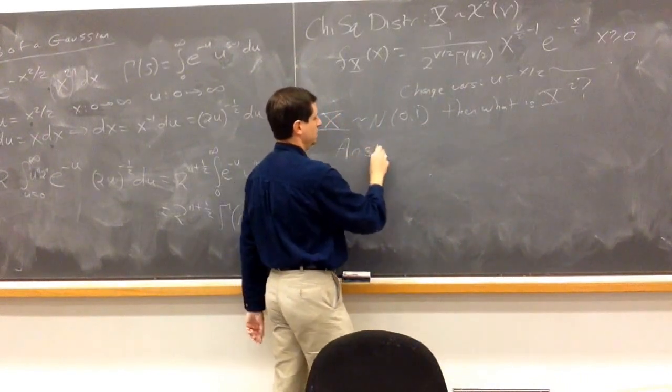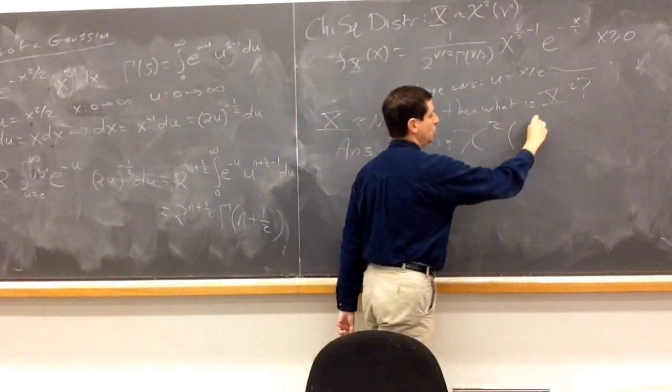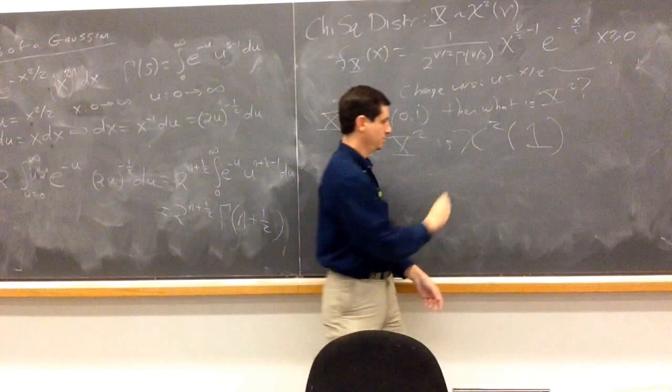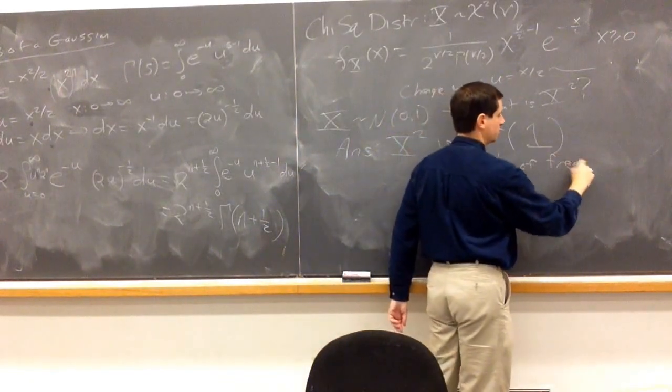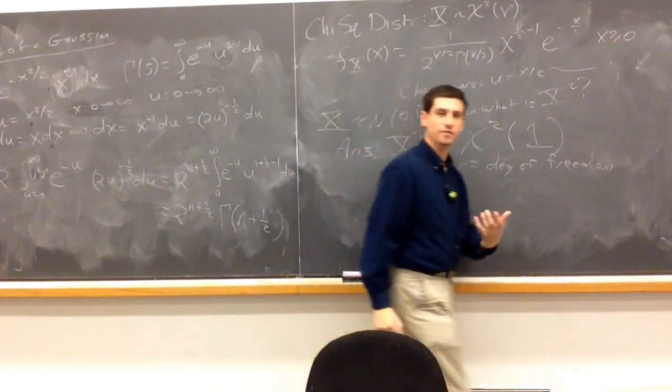So the answer is x squared is a chi-squared random variable with 1 degree of freedom. We often call nu the degrees of freedom. Nu equals degrees of freedom. It's the name of the parameter. And so here, we're doing the special case of nu equals 1.